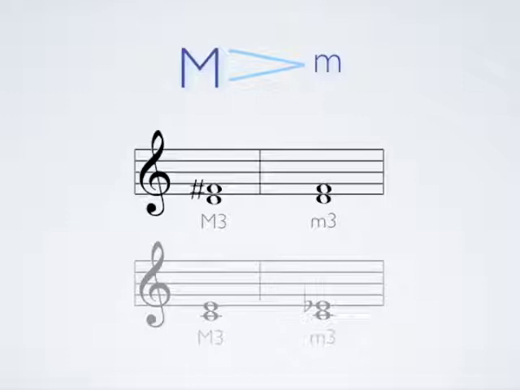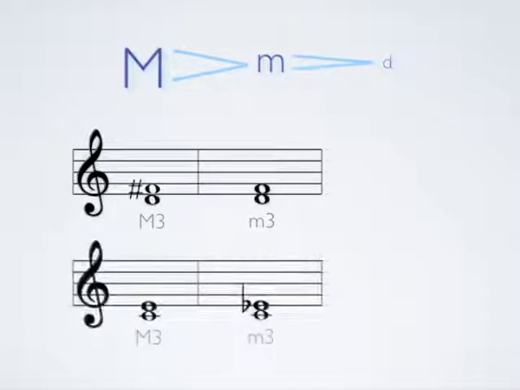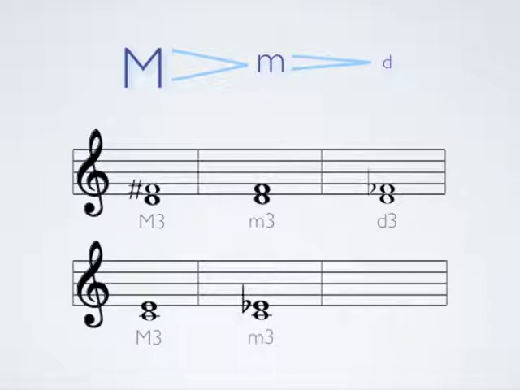Now if a minor interval becomes smaller, we call it diminished. So this is a diminished third, and so is this.